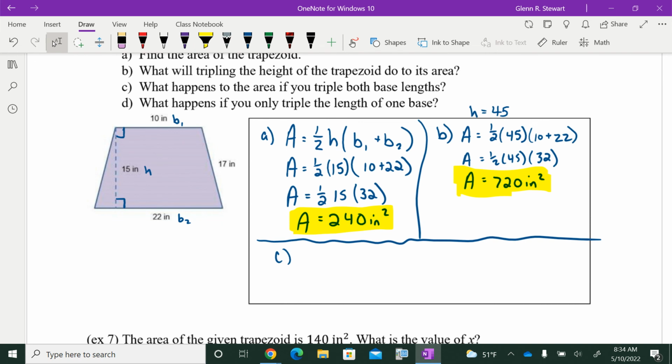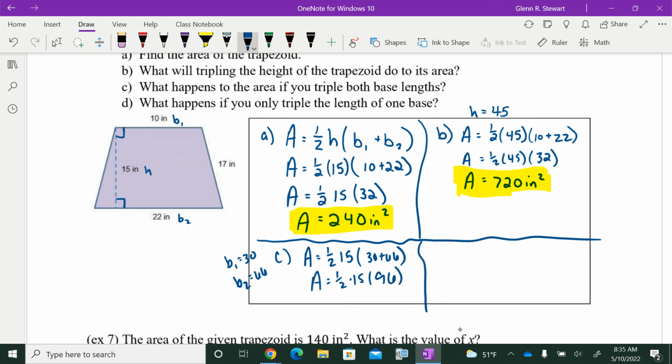Part C says what happens if you triple both base lengths. So in this case, I'm going to make B1 30. I'll make B2 66. So area is equal to 1/2 15 times 30 plus 66. Area is equal to 1/2 times 15 times 96.